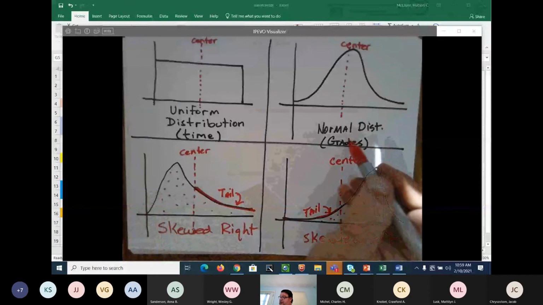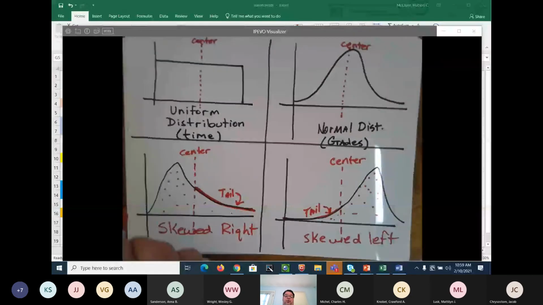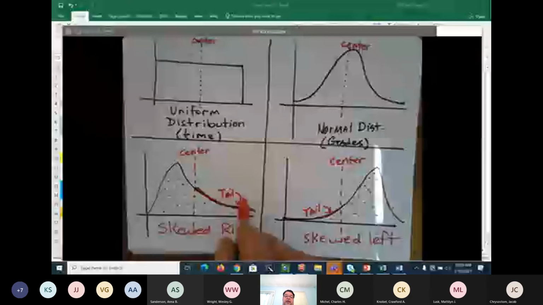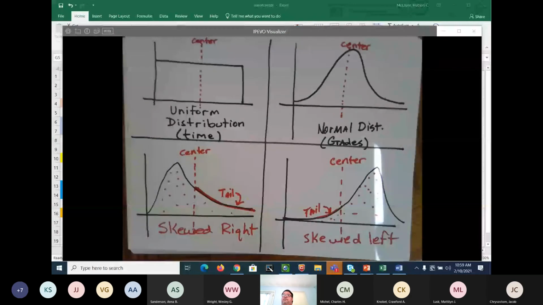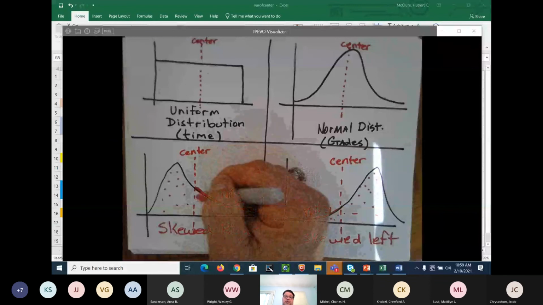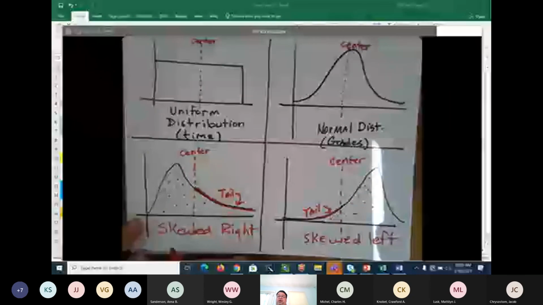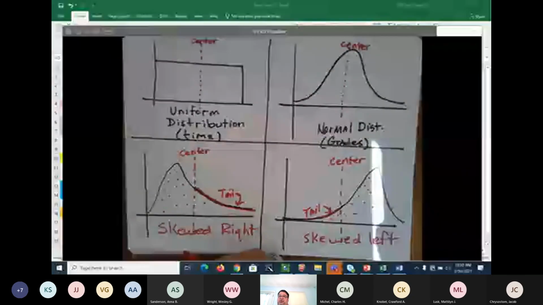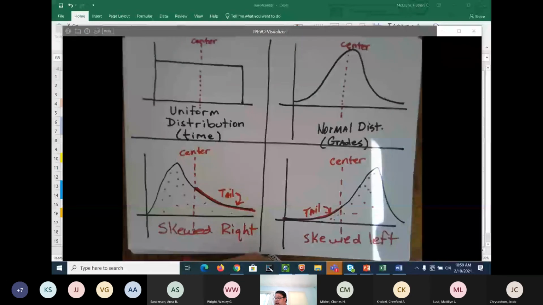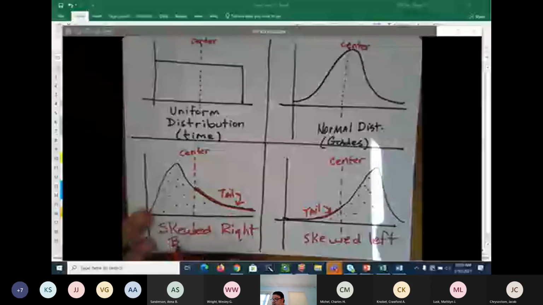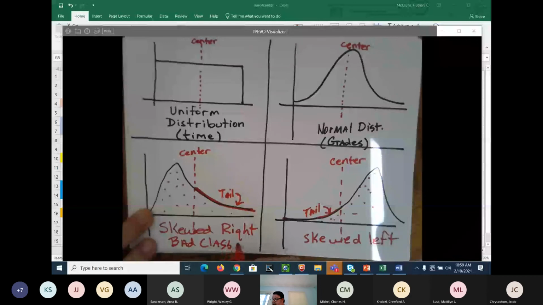Now, let's talk about grades. What does this mean if your class looks like this? Come on, people. The center is like the class average. So what does this mean? They did very poorly. Okay, everybody sucks. The teacher sucks. The test sucks. The students suck. That's a bad class, because everybody is failing.